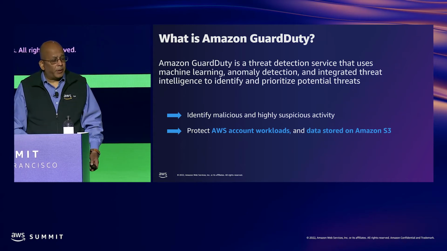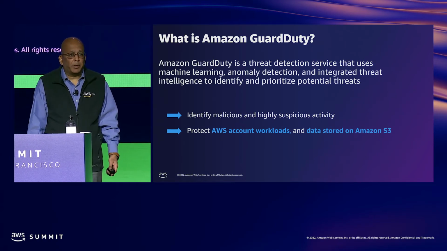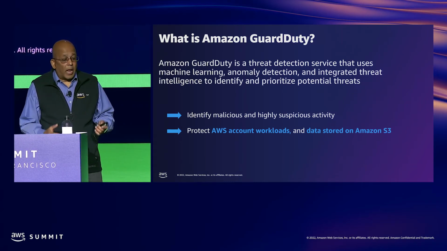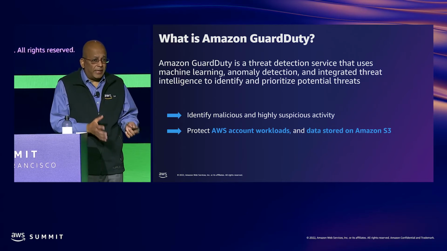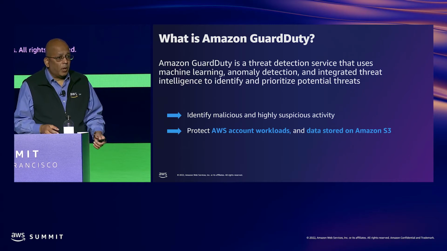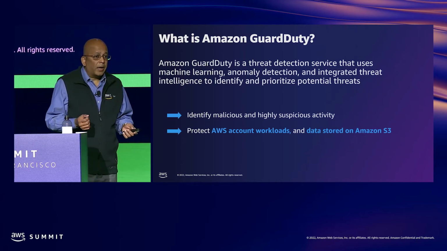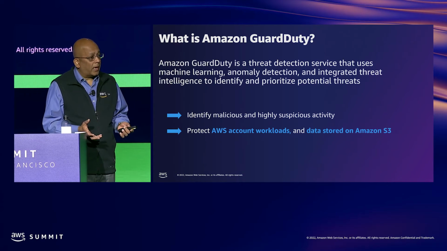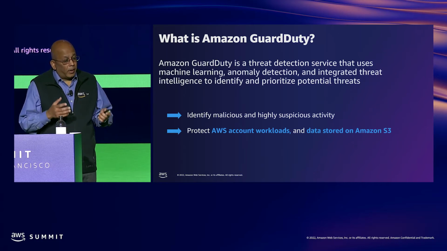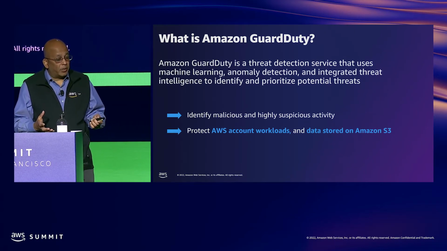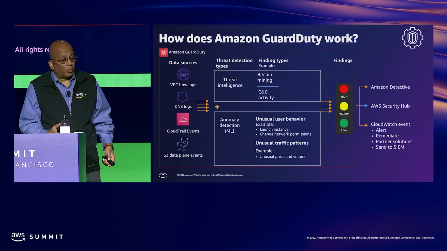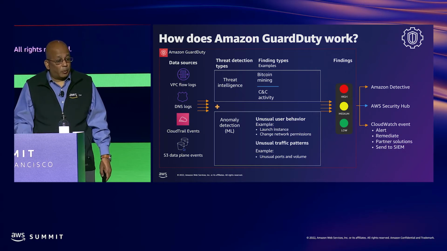One of them is Amazon GuardDuty. So what exactly is Amazon GuardDuty? Well, it's a threat detection service that uses machine learning to do anomaly detection, and also has integrated threat intelligence to identify and prioritize potential threats. A lot of our partners, our ISVs, use EC2 as a key resource. They also use IAM, they use S3, and that's where GuardDuty really shines, because it protects those AWS account workloads and understands what threat levels could come into play.